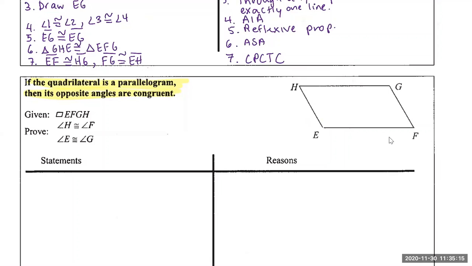So to visualize that a little more efficiently, can I have you redraw that parallelogram and label it the same way? Just redraw that parallelogram twice. Label the letters in the same order.